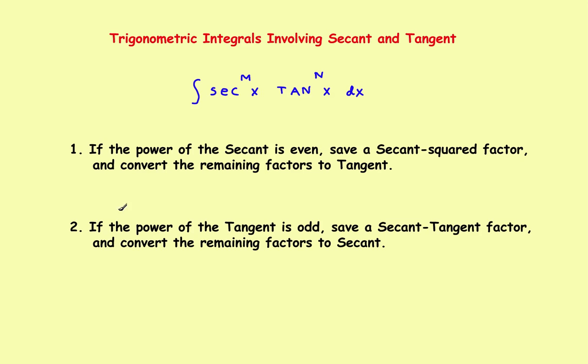But what we'll look at this time is this second guideline here. It says, if the power of the tangent is odd, then save a secant tangent factor and convert the remaining factors to secant. So we'll be looking for an odd tangent.